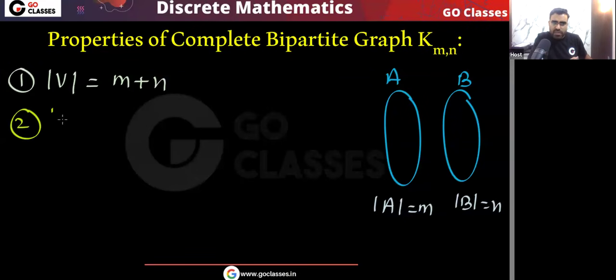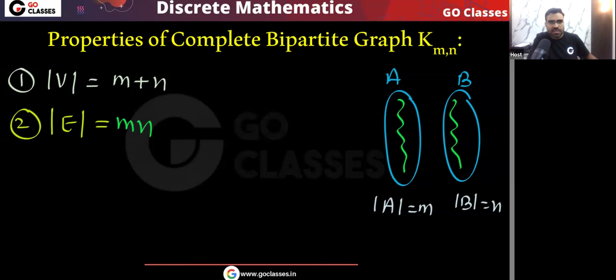Can anyone tell me the number of edges? That will be mn, because every vertex here will be adjacent to every vertex here. This vertex will be adjacent to every vertex here, and so will this one. So the total number of edges will be mn.